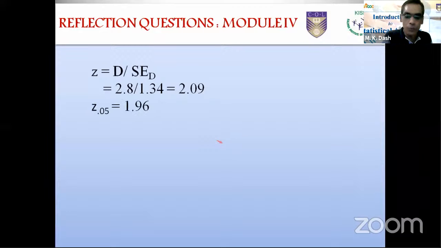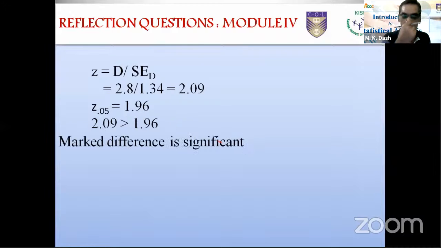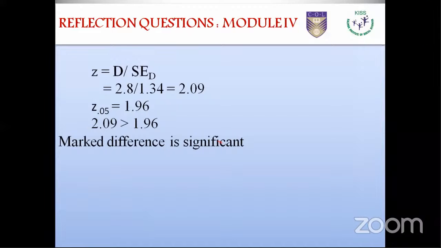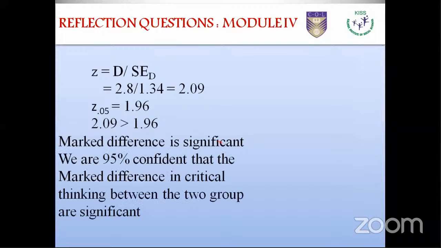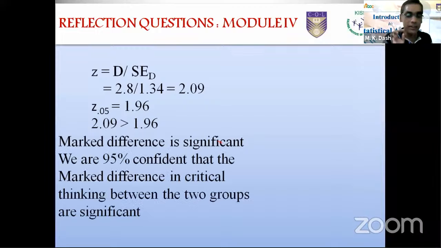What is the critical value? 1.96, because it is a two-tailed test. So it is 1.96. The calculated value is 2.09 and the critical value is 1.96. Compare it. The calculated value is greater than the critical value. What do you say? Mark difference is significant or not significant? Significant at the 0.05 level. Yes, exactly. Significant.